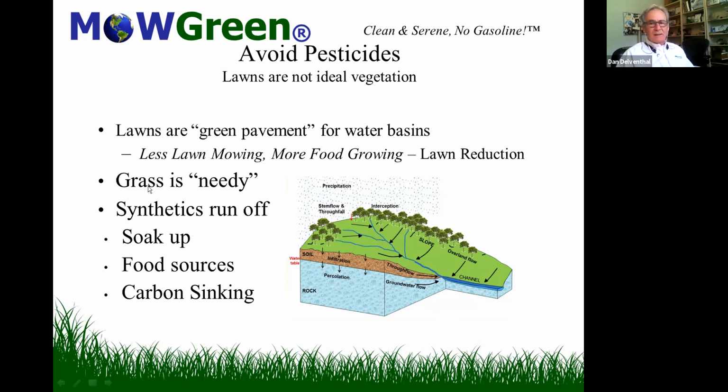And grass is a needy plant. It needs a lot of inputs. So when you can go with more natives, they need a lot less. And they provide a better soak up and ground cover and more food sources and better carbon sinking. And like I said already, synthetics tend to run off and they get into our water supplies.